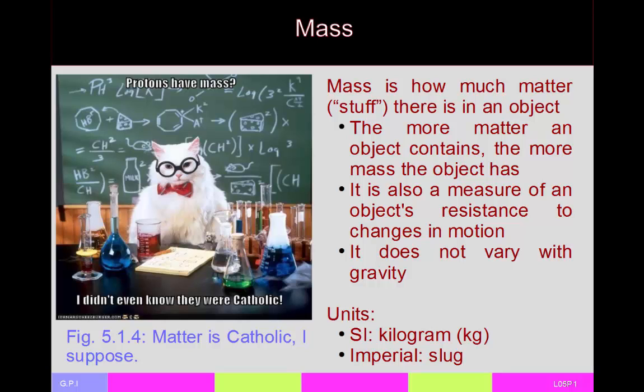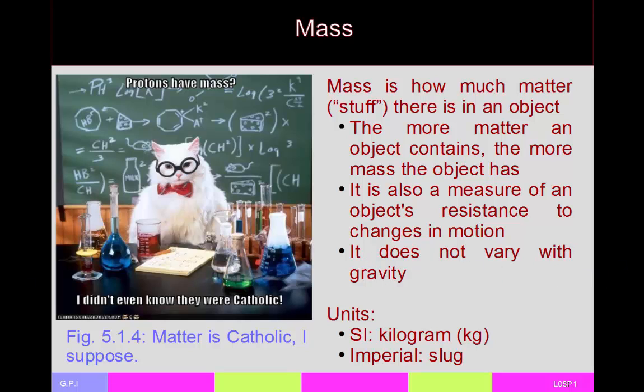Mass is how much matter or stuff there is in some object. And the more matter an object contains, the more massive that object is, the more inertia it has, and thus the more resistance it has to changes in its motion. It's worth noting that mass, because it is how much stuff an object has, is independent of gravity.